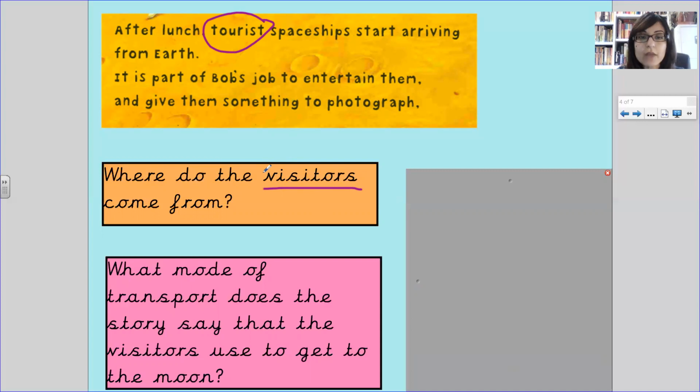So the question is, where do the visitors come from? After lunch, the tourist spaceships start arriving, that means you're coming, from Earth. And the answer is Earth.